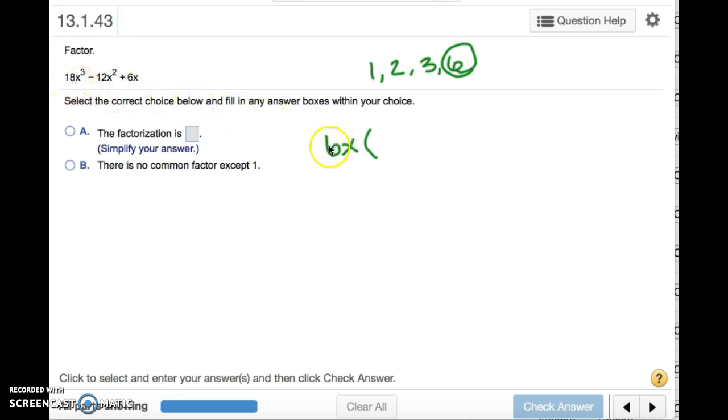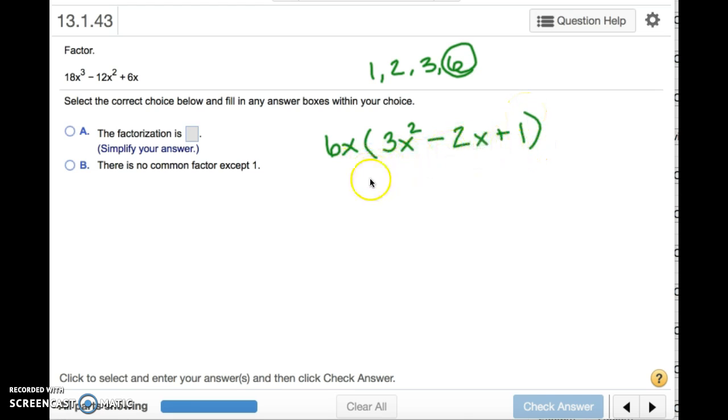So 18 divided by 6 is 3, and I have 3 x's, or x cubed. I already have 1 out here, so that means there's 2 left on the inside. I keep the sign the same. 12 divided by 6 is 2. X squared, I factored out 1x, so I have 1 left. And then I have a plus. And then 6 divided by 6 is 1. X divided by x, it's already on the outside, so I close my parentheses.